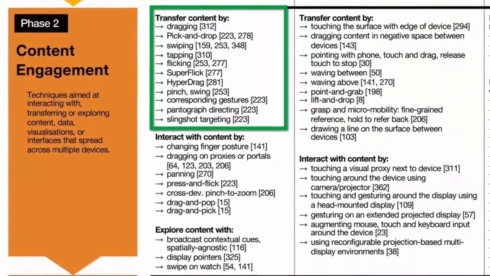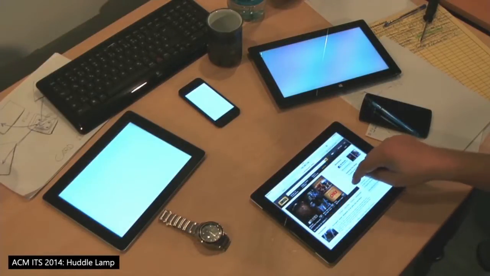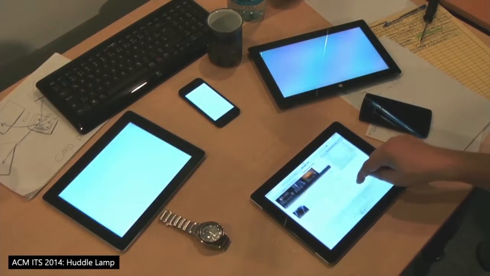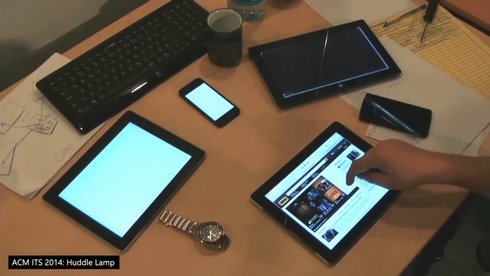Now we can move to the second phase, the content engagement phase, which contains techniques that are aimed at interacting or transferring content or in other ways exploring data. For example, a large body of prior work has looked at how to transfer content between devices, for example, through dragging, pick and drop, swiping, flicking, or other gestures. Here's an example and a technique from our previous work. I showed you this video in the beginning of my talk where a person can simply use flicking touch gestures to transfer information across a number of devices in front of them.